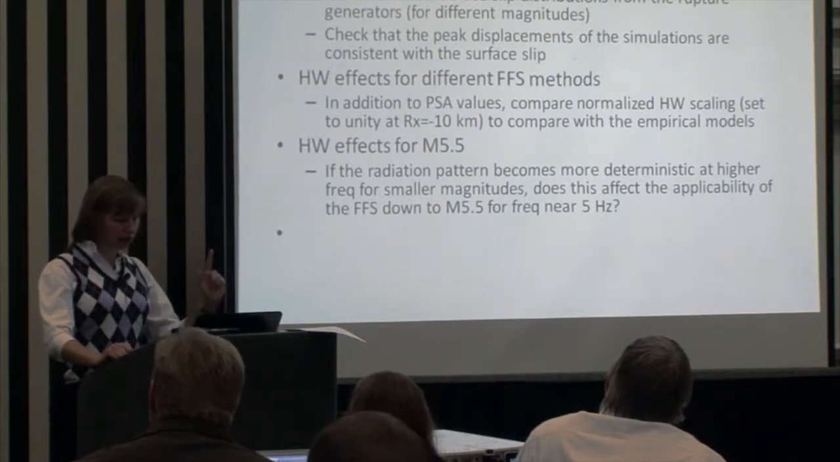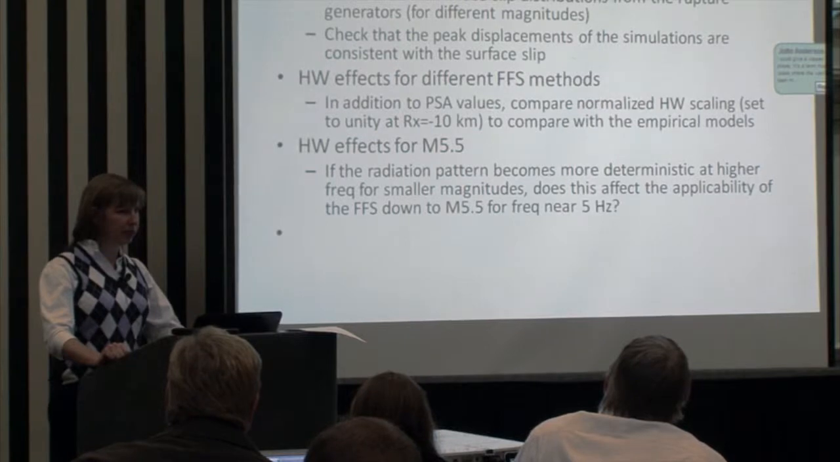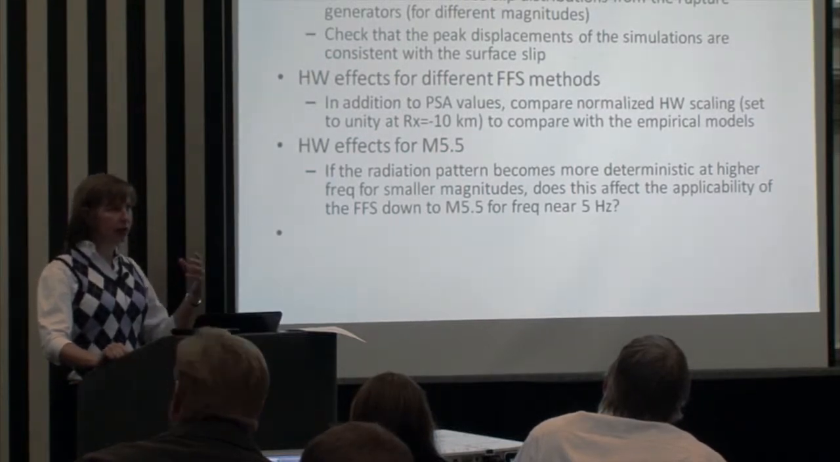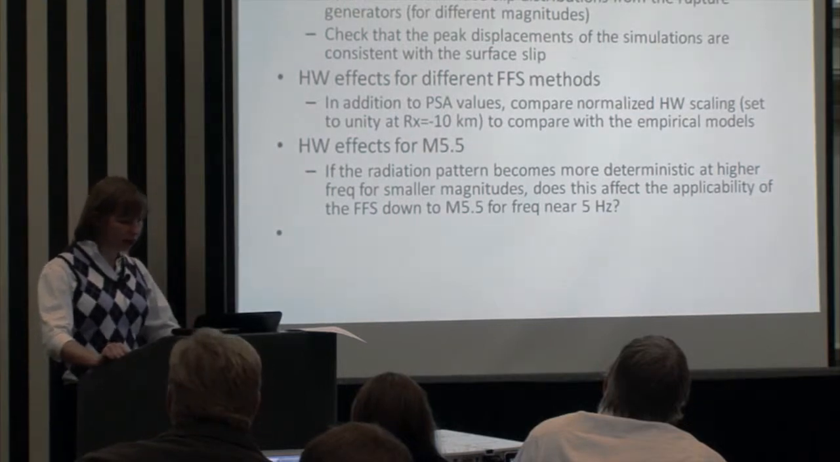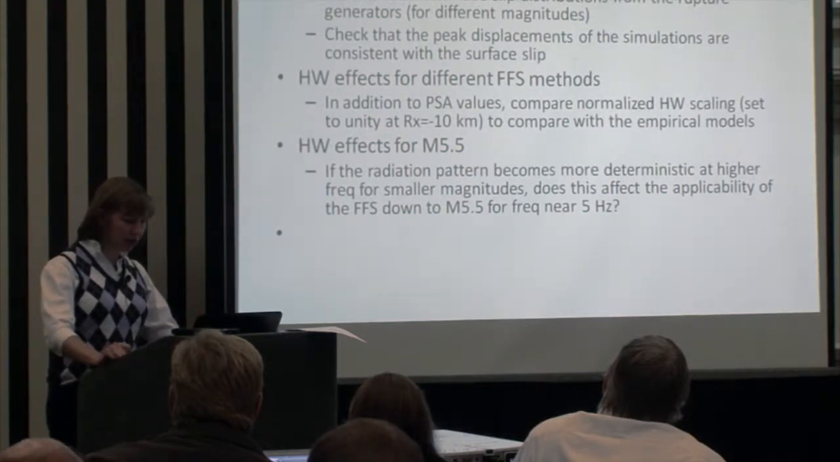One of the items that I'm going to have, I talked about it a minute ago, is to normalize the hanging wall scaling. Basically, just normalize it at an Rx of -10 and see not necessarily the absolute amplitudes, but how they compare to each other. And then also the hanging wall effects for the magnitude 5.5. We are considering if there's a radiation pattern for more deterministic at higher frequencies. And does this depict the applicability of the finite fault simulations down to 5.5, near about 5 hertz?